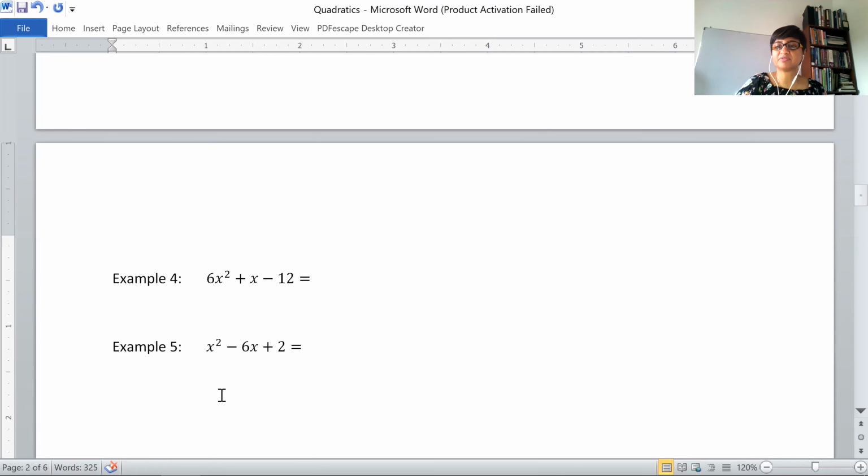Now the example 4, you have a coefficient. When you have a coefficient in front, it's difficult to write factors at once. You have to do a few steps. This is why we did this before. So by now you have to know how to do that. So you do that and tell me what the two factors are.